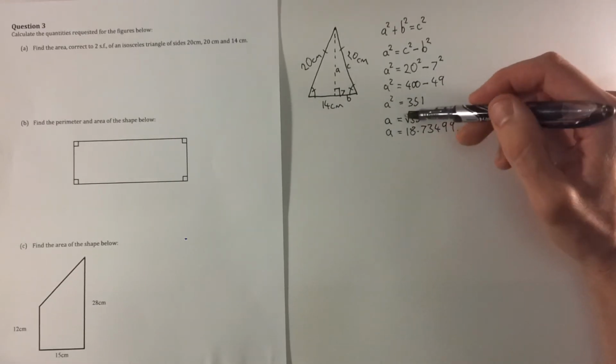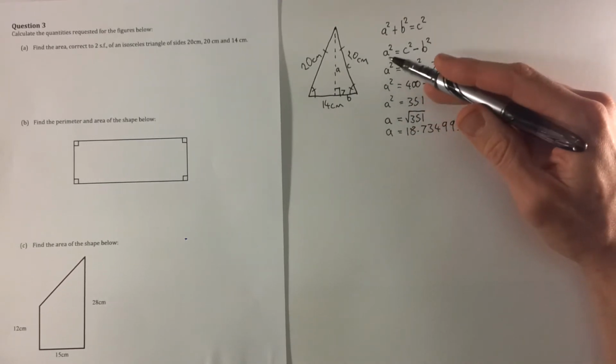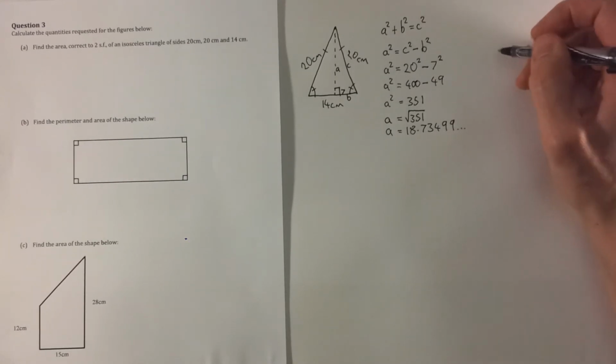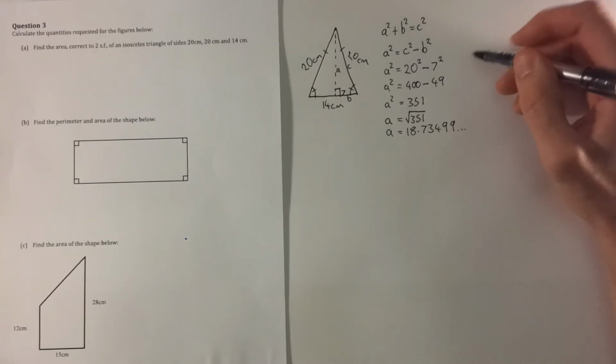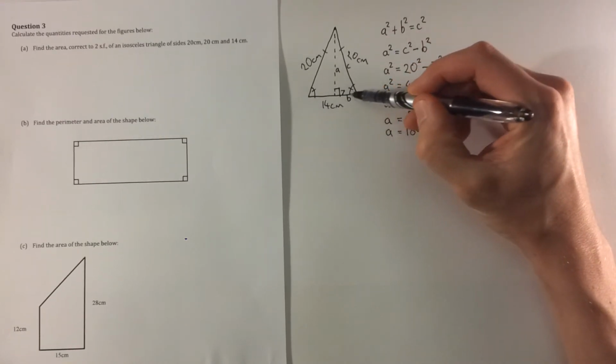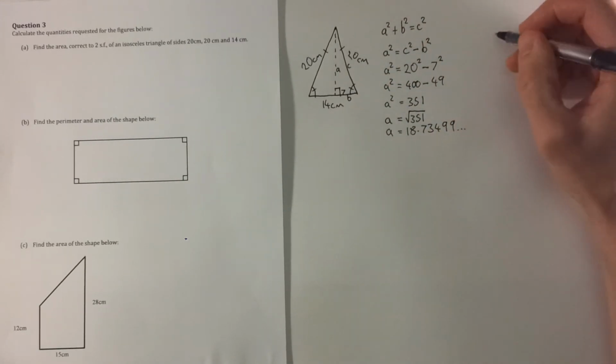So now we know how long A is, we can use this to find the area. Now to find the area of a triangle, we take our perpendicular height and multiply it by the total base and then halve that, and that will tell us the area of our triangle.